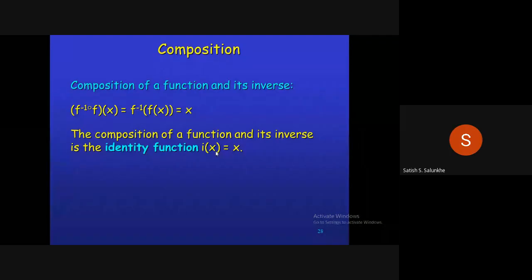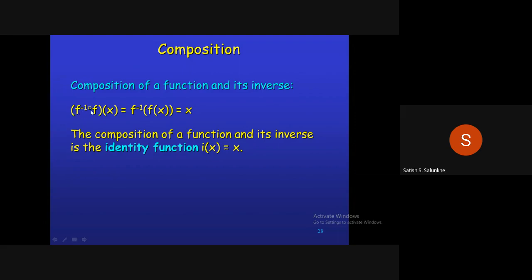Basically, the identity function is not a separate function. What we are talking about right now is this: if a function is a bijective function, that is one to one and onto. Let us say a function f is one to one and onto, that is a bijective function. Then you are aware that every bijective function has an inverse function also. So if we do composition of the inverse function with that function itself, what does it mean?